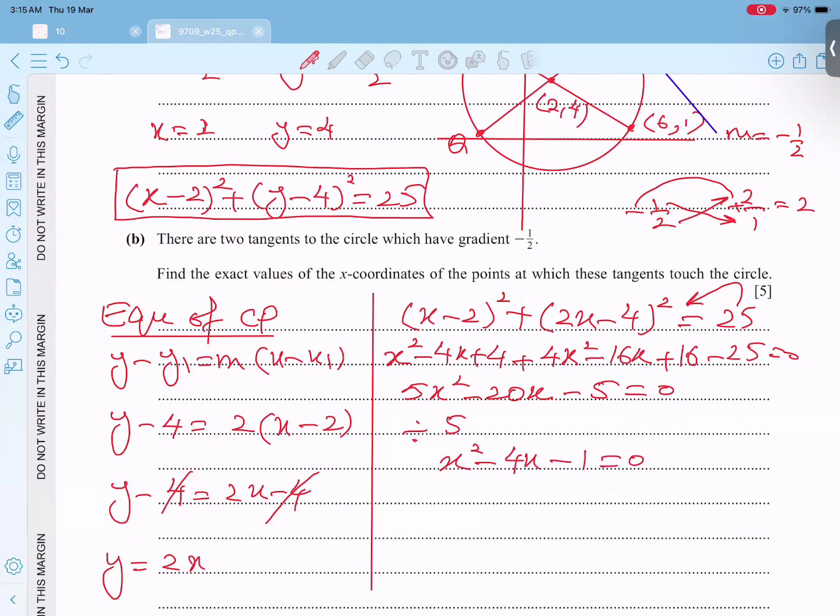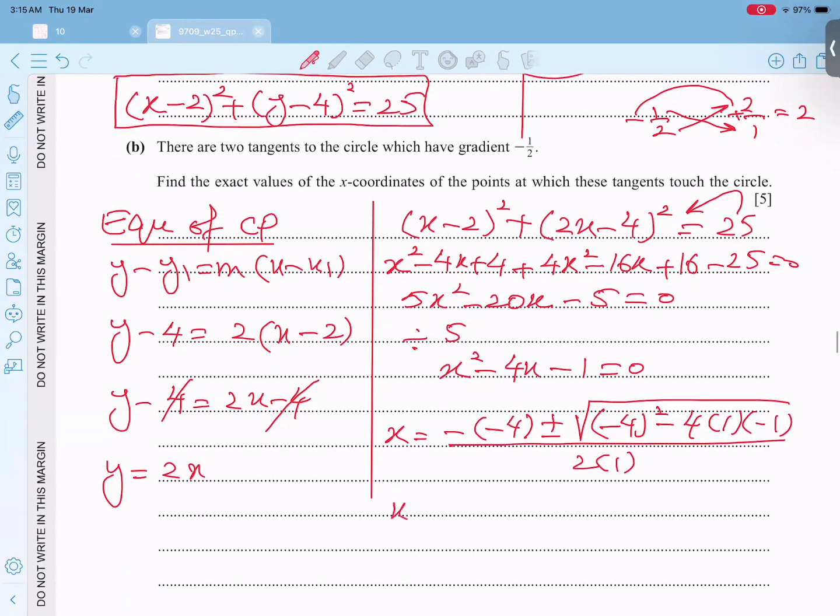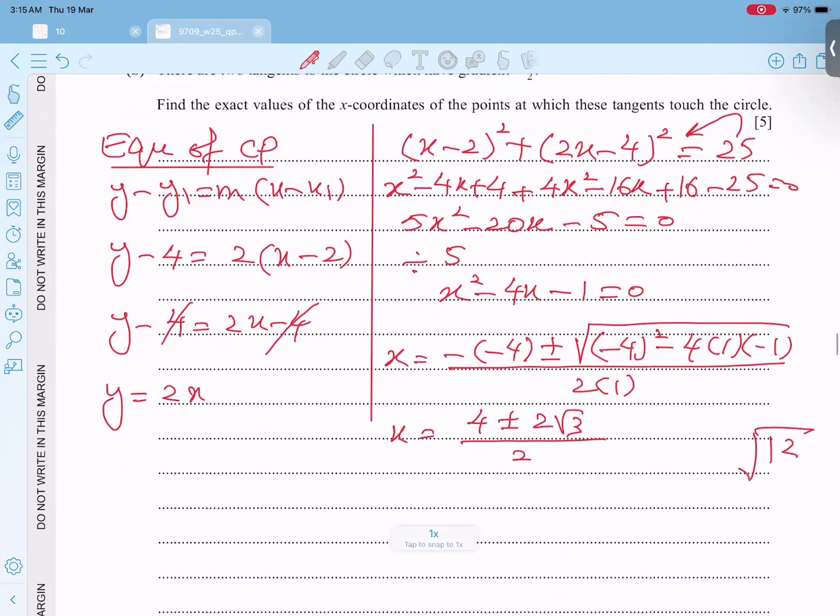Now he was asking, give me the exact. Exact means we will apply the quadratic formula, negative b, because factorization is not possible. So I'm going to do it: b squared minus 4ac, over 2a. And if I continue, 4 plus and minus, this is 2. So 16 minus 4, 12. And what is root 12? It is 2 root 3, because 4 times 3 is 12. And 2 common from the top.